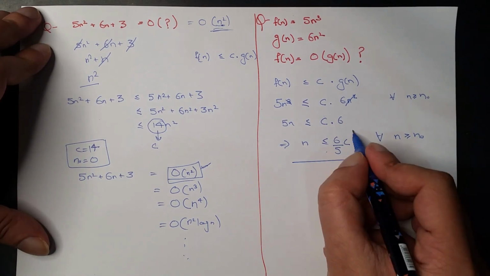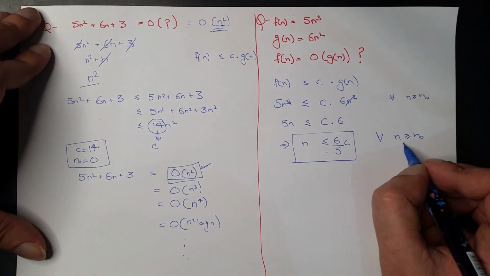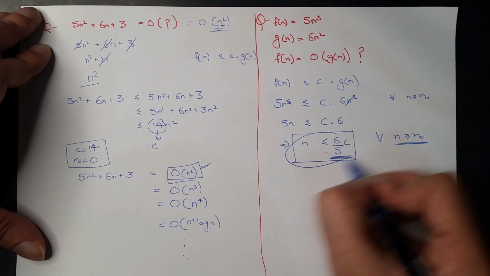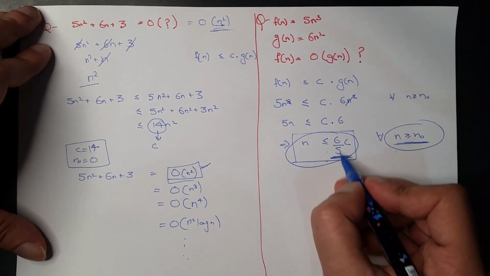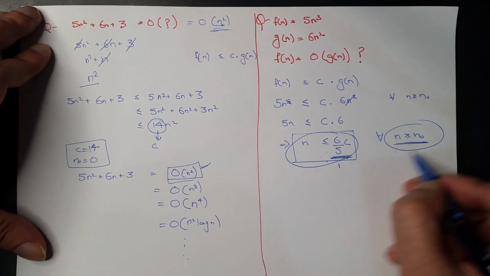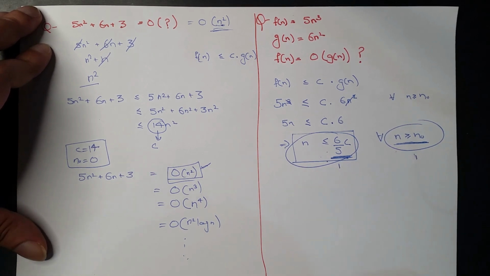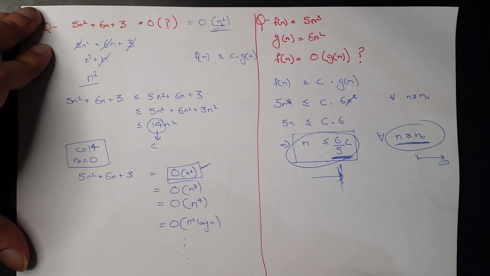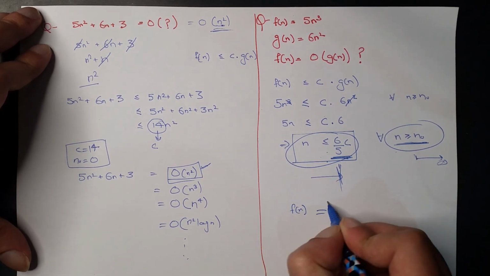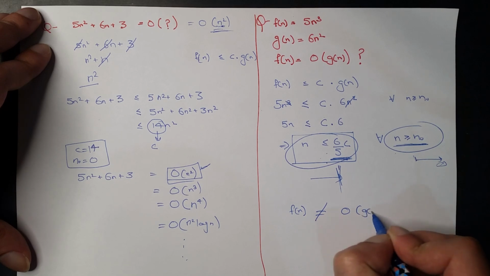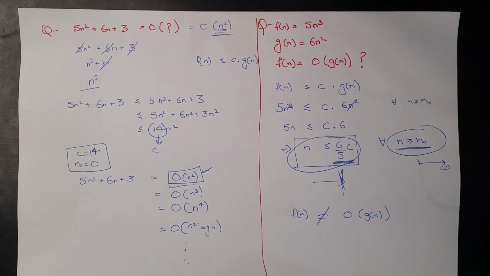Here n is less than a constant, not n greater than a constant. This and this are in contradiction with each other. It is saying that the value of n must be less than something constant, and this is saying it must be greater than something constant. This means that we cannot get a single pair of c and n naught, and since we cannot get a single pair, our assumption was false, and f(n) is not big O of g(n). In the next video, we'll be discussing big omega in detail.